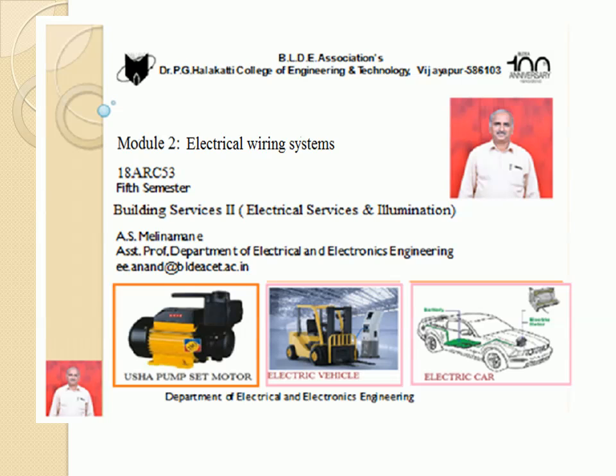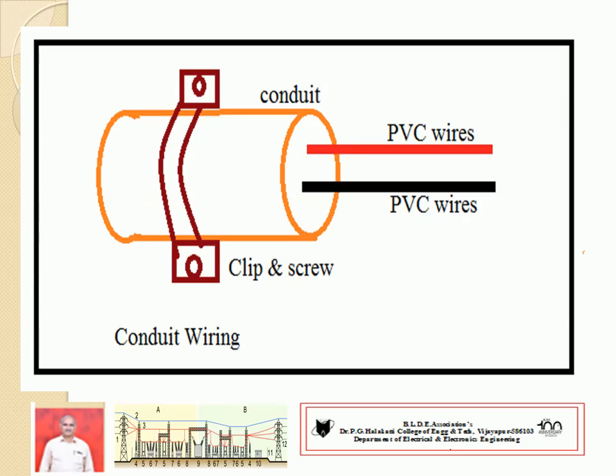It was already discussed in the previous class, three types of wirings. Now we can go for the next type of wiring, as the diagram shows: conduit wiring. In general practice, conduit means a pipe or tube structure. Hence, the name is given. It is a tube type structure. It uses PVC tube or metal tube.